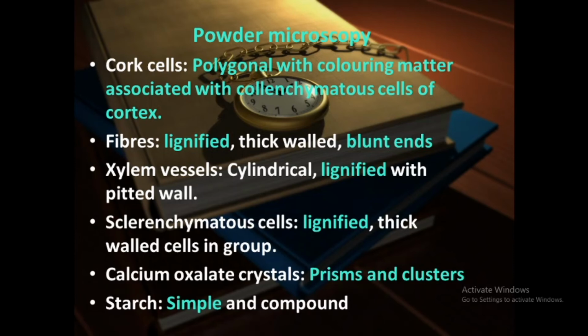The important microscopic characteristics are the cork cells and sclerenchymatous cells. The sclerenchymatous cells are present in pericycle and cork cells are present in the cork layer. These are the important microscopic characteristics of Tinospora powder.